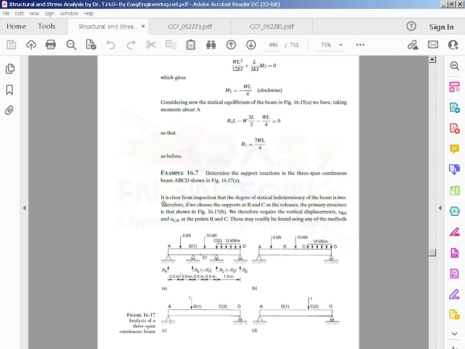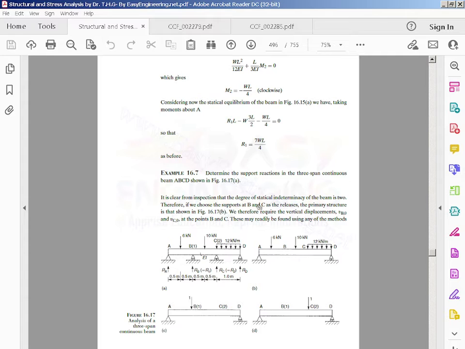So they start the solution. It is clear from inspection that the degree of statical indeterminacy of the beam is 2. That's because you've got 2 reactions at A, so that's 2, plus 1 at B, plus 1 at C, plus 1 at D. So that's 5 reactions and 3 equations to solve it. Therefore, 5 minus 3 is 2.